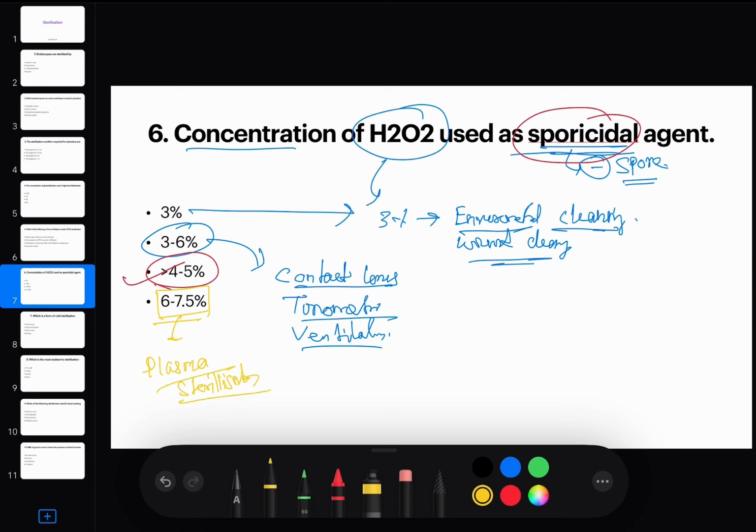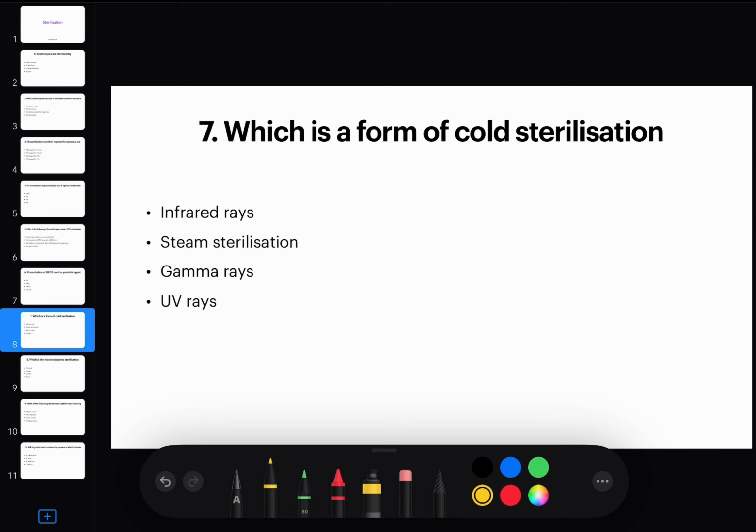So the concentration of H2O2 used as a sporicidal agent: the answer is more than 4 to 5%, which kills the spore. Okay, understood? Then come to the next question, question number 7.